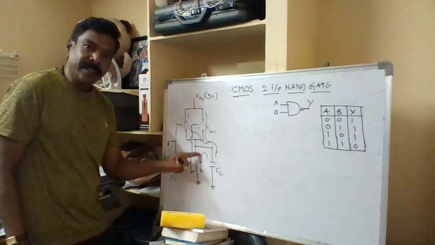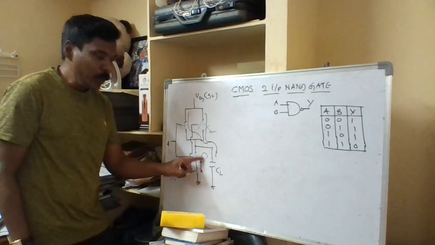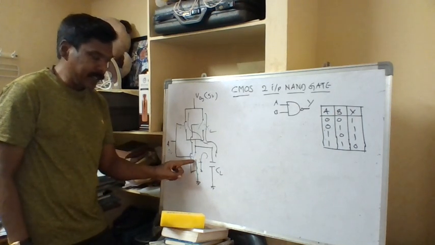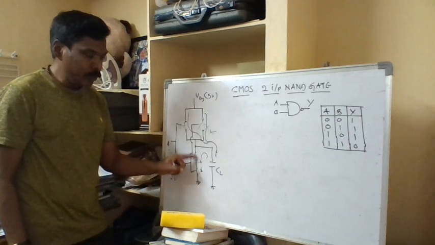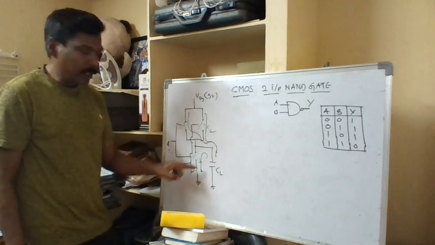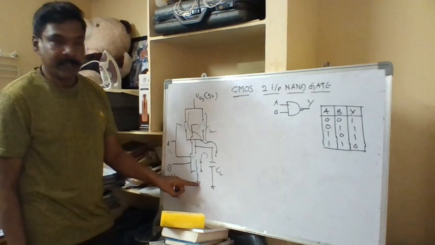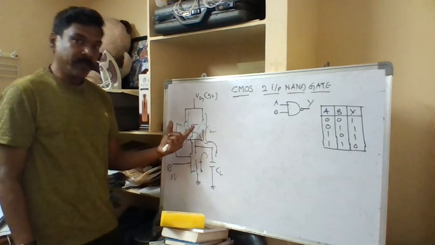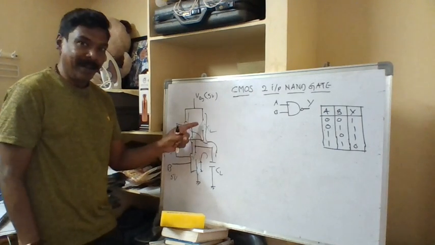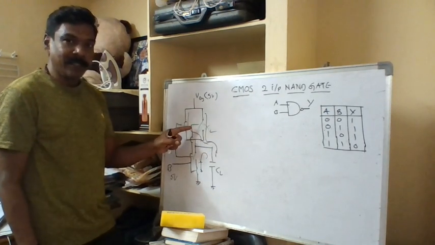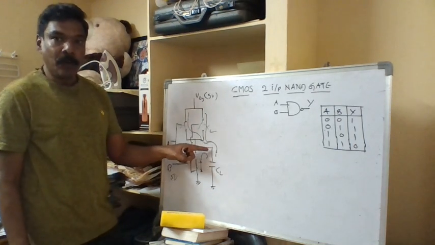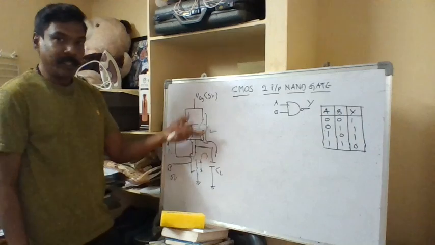But is there any way that the charge will be discharged simultaneously? No. Why? Because even though this is closed here, the upper gate is still open. Since these two switches are connected in series, unless both switches are closed, there is no way that the current will be discharged. But the top switches, the pull up network switches, are connected in parallel. So that means that if any one of the switches is closed, there is a path for the current to flow.